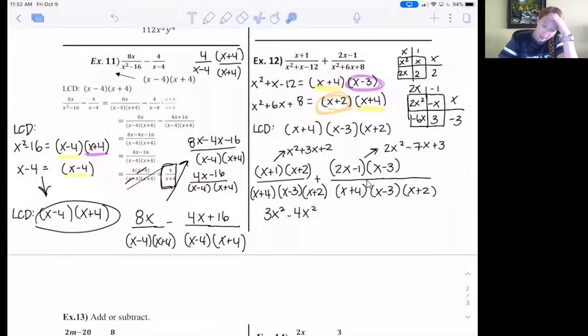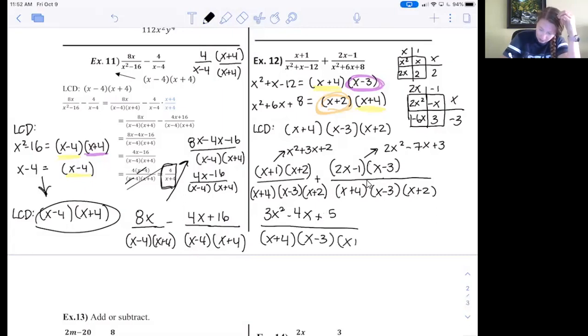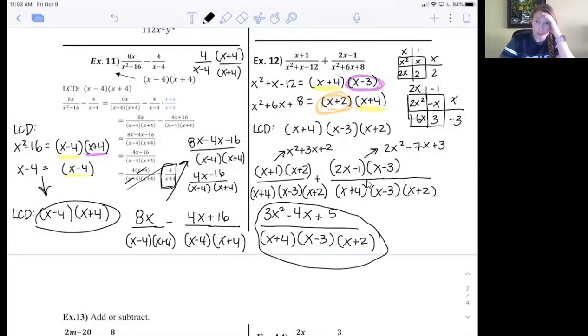So I got negative 4x, and then I've got 2 plus 3, which gives me plus 5. And I'm sorry, this is not an x squared, that's just an x plus 5. x plus 4, x minus 3, and then x plus 2. I don't know off the top of my head how we're factoring that, but if you put it in your calculator, my guess is that it will factor out to cancel one of these to give us a little simpler answer, which is what you're going to want to do. You won't want to leave it like this, but for the sake of time, I'm going to.